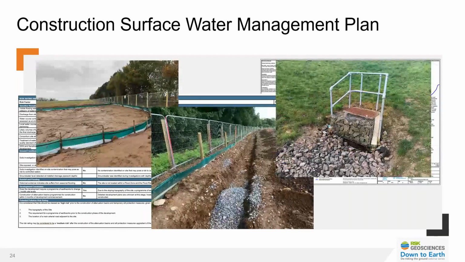I've just put up on screen a selection of some of the options that are available when it comes to construction surface water management. So you've got silt fencing top left, drainage capture channels with stone check dams, middle picture, and gabion baskets fitted tightly within outfall wing walls. But again, this will be discussed in more detail in a later down-to-earth webinar.